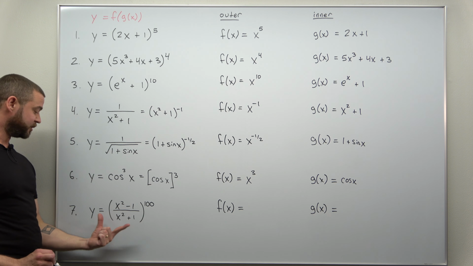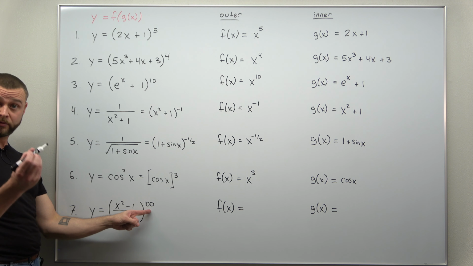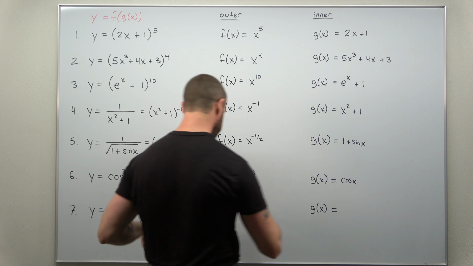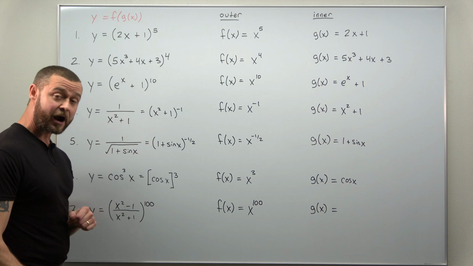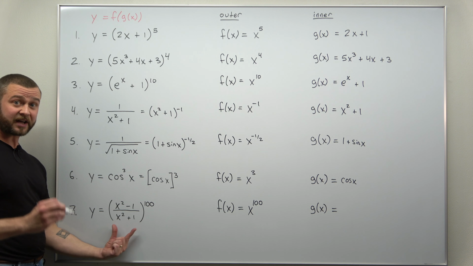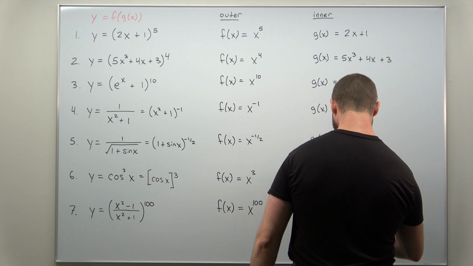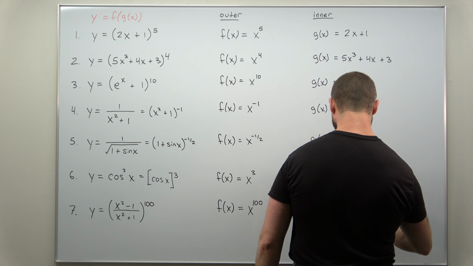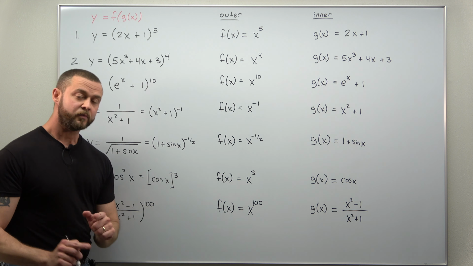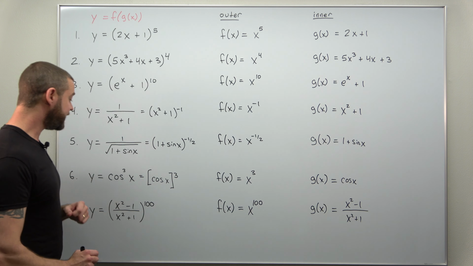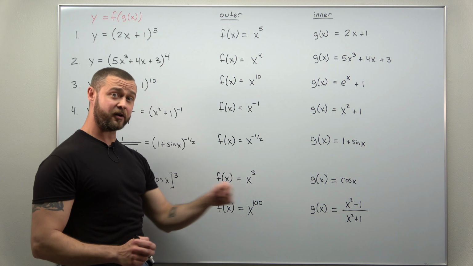All right, now for example 7, this one's a little bit more complicated. We do have an outer power, the 100th power, so let's take our outer function to be x to the 100th power. And our inner function, well, that'll be everything inside parentheses, that fraction or quotient, g of x here, we would take to be x squared minus 1 divided by x squared plus 1.